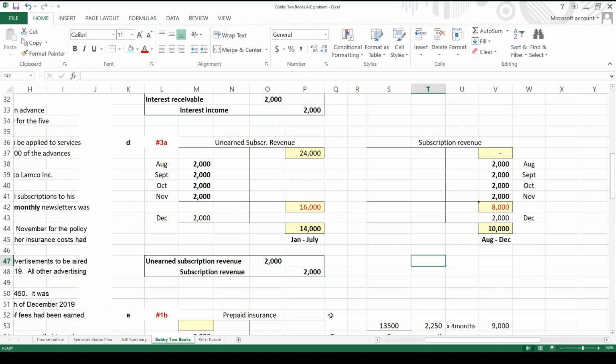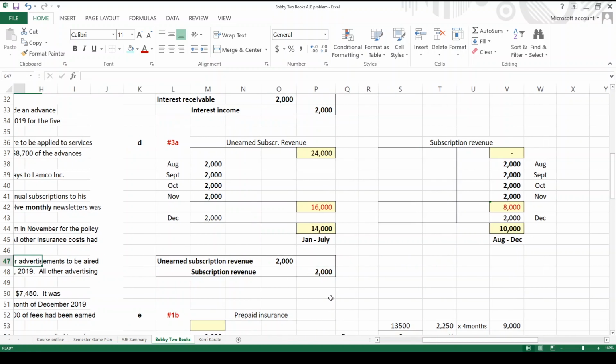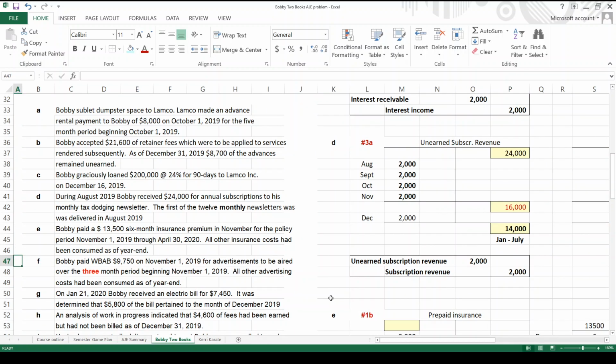Alrighty then. What's up next? E is in Edward. Bobby paid. So when you see that, Bobby, or whatever company it is, they're paying money up front, you know you're in the world of a prepaid. So the question is, when you paid the money, you credited your favorite account, cash, you debited something. Did you debit insurance expense, or did you debit prepaid insurance?